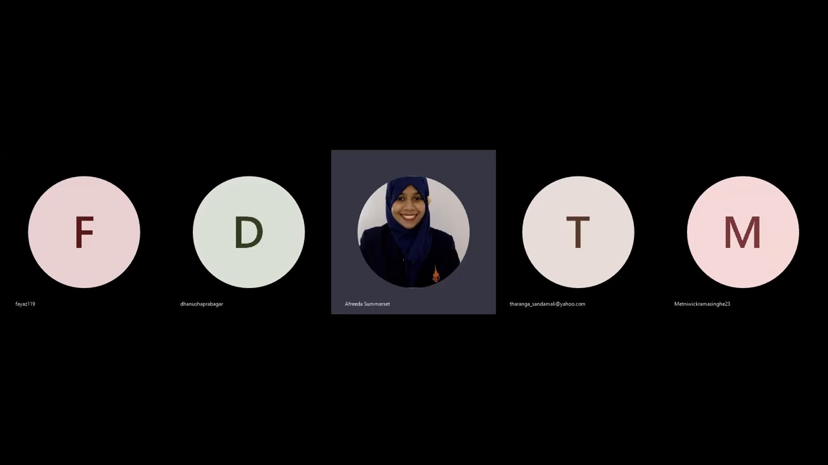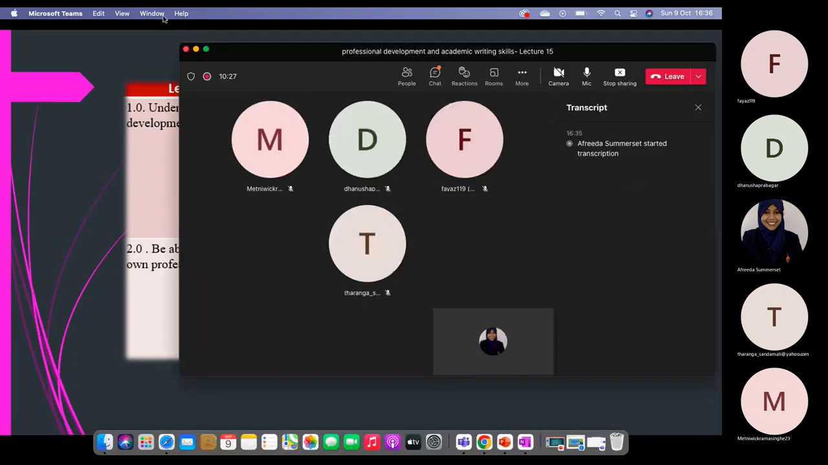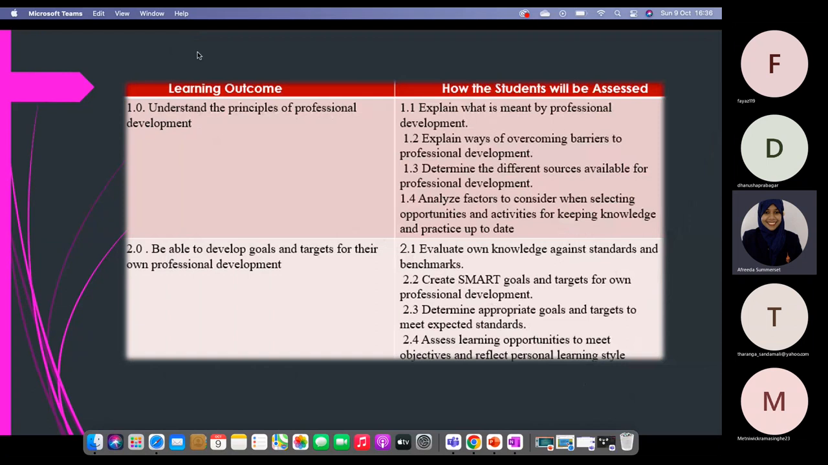Development, the learning outcomes that you all will have is to understand the principles of professional development. So for us, because you have not been there for like 3 or 4 weeks, I'm just assuming that you can extract some things that you have missed.